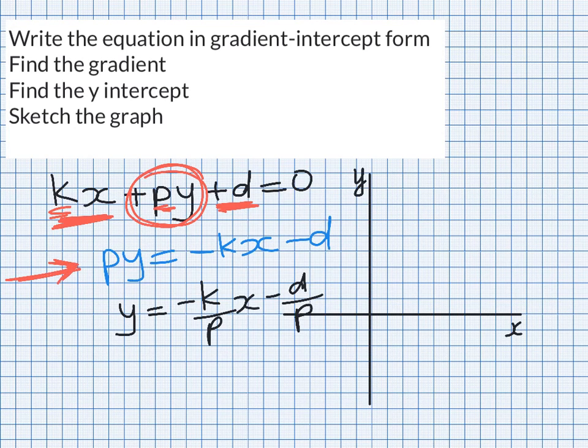Now I just want y, not py, so I divide everything through by p, and that gives me negative k over p, x minus d over p. So my gradient, m, is equal to negative k over p, and my y-intercept c is equal to, let's keep that negative sign there with it, negative d over p. I think question 2 in the theta book is very, very similar to this, so make sure you do that one. Okay, that's all for now.